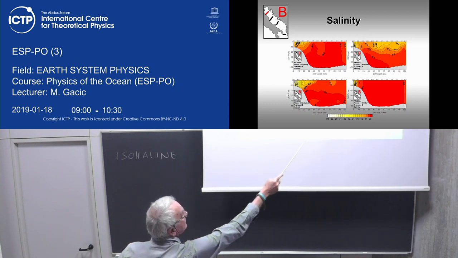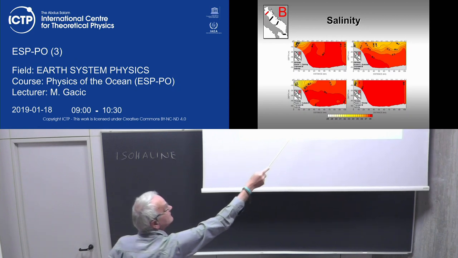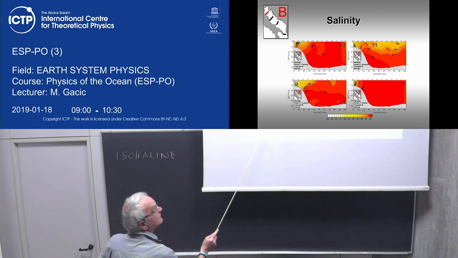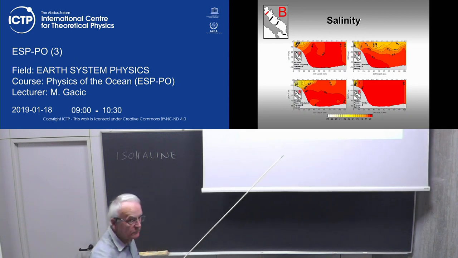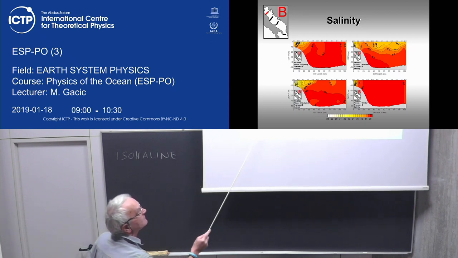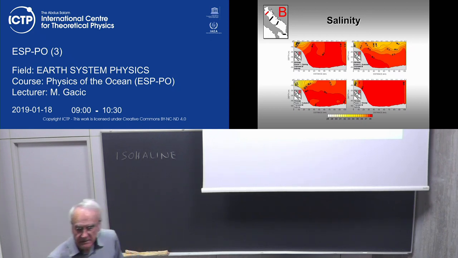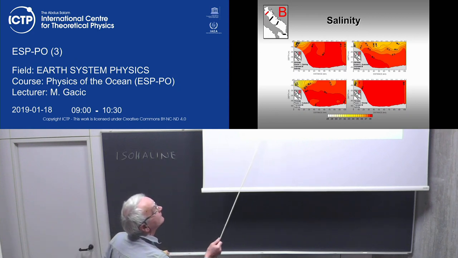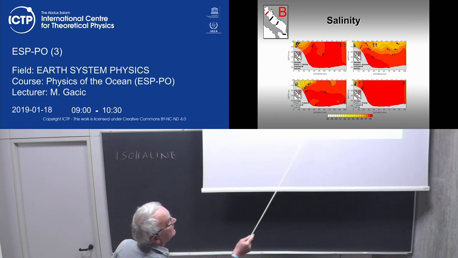Then, if you go to the autumn season, the wind influence destroys this layer here, mixing it vertically. The freshwater plume remains there. It's even stronger because there is more rain during this season, as you can see, and then you have the salinity even lower.